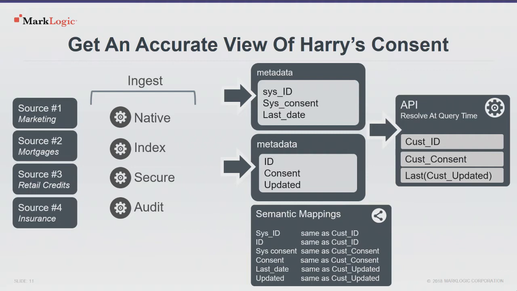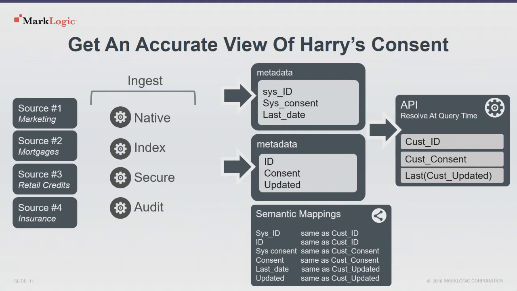Okay. In order to do that, what we use is a semantic mapping technology within MarkLogic, and we use that to literally map source to output. And we do it at query time. We're not synthesizing anything here. We are literally at query time saying sysID is the same as customer ID, and I'm going to expose customer ID. And then I run a function across these two documents, and I say, just get me the latest version. Okay? So what I have now at query time is an accurate view across multiple sources of Harry's consent.